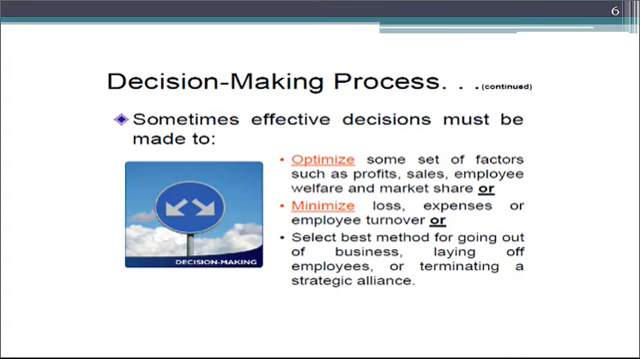The second is minimize. We want to minimize the losses so that the organization will be in profit. We want to minimize the expenses so that the organization will be in profit, or employee turnover. Select the best method for going out of business, laying off employees or terminating a strategic alliance.